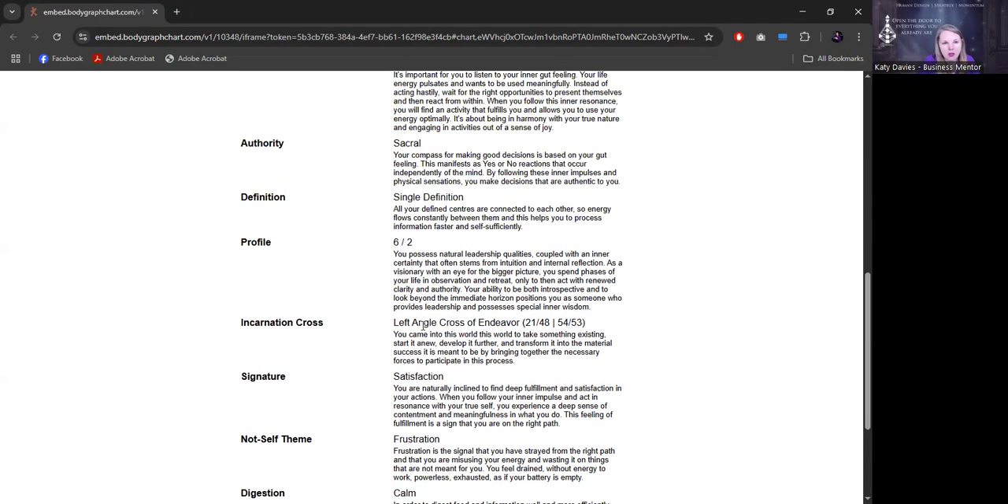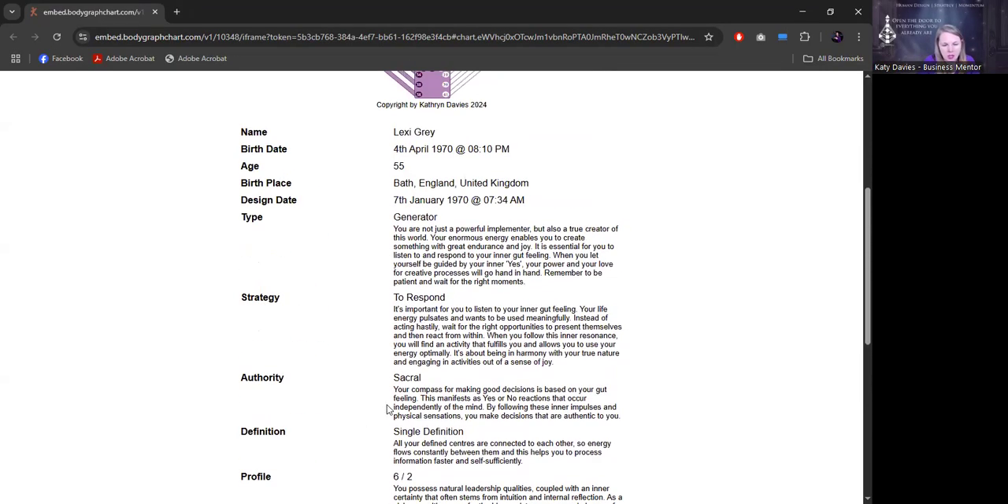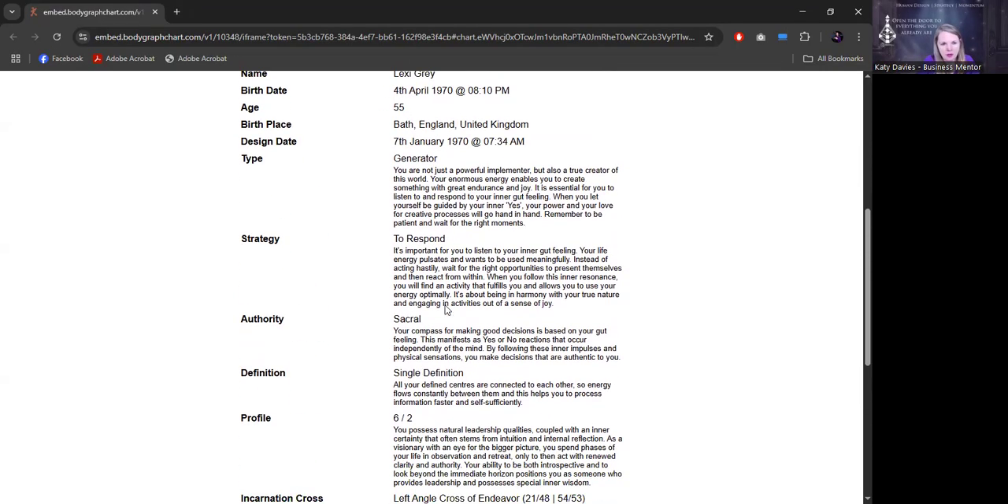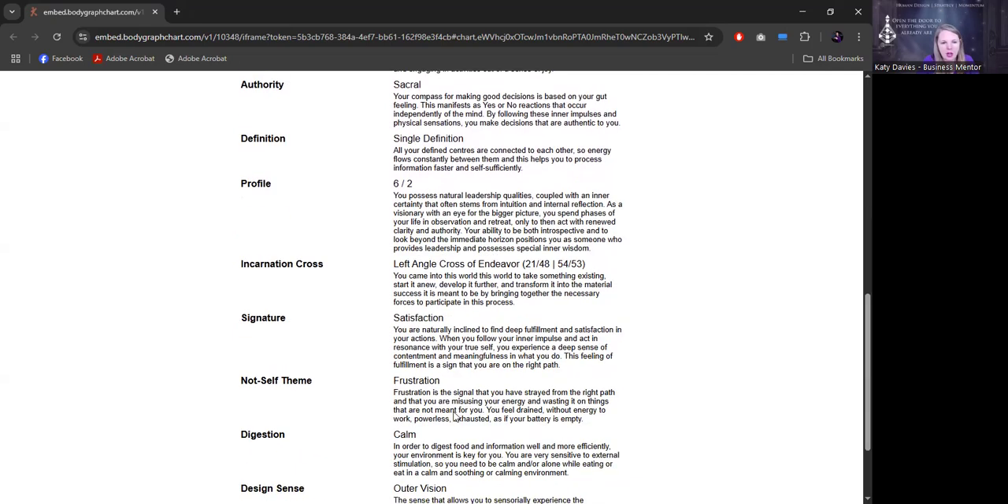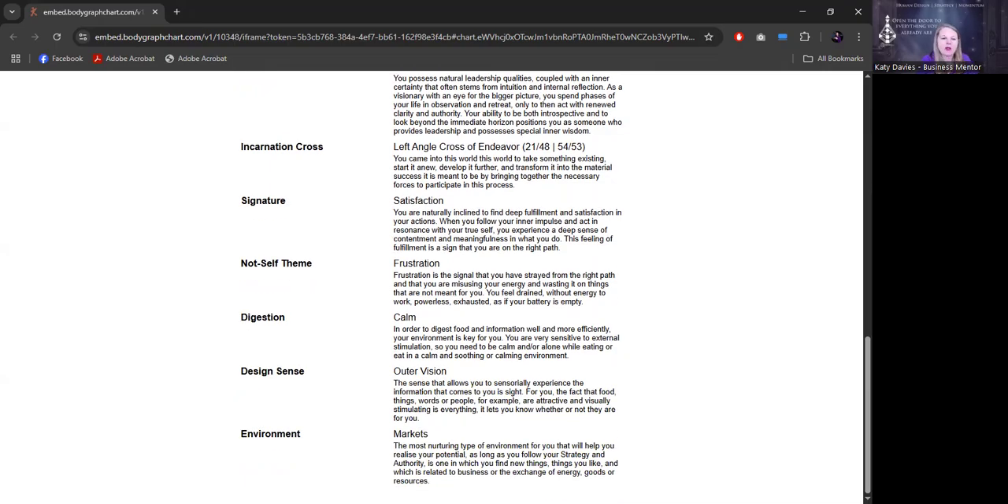So you might be trying to make a decision, you might be trying to do something. And if you're feeling out of balance or you're feeling frustrated, putting yourself in the environment that best supports you is going to help give you that extra little piece of information. So that's why they're on the chart.